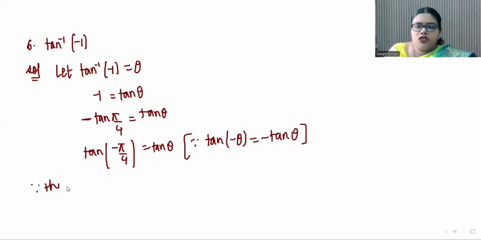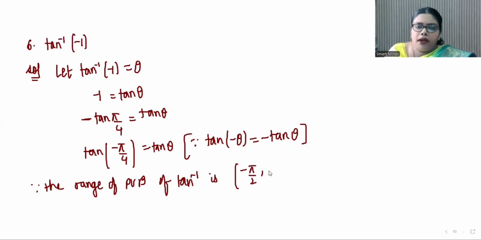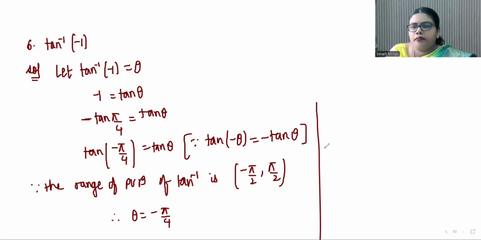And since the range of principal value branch of tan inverse is open interval minus pi by 2 comma pi by 2, therefore, theta equals minus pi by 4. Hence, the principal value of tan inverse of minus 1 is minus pi by 4.